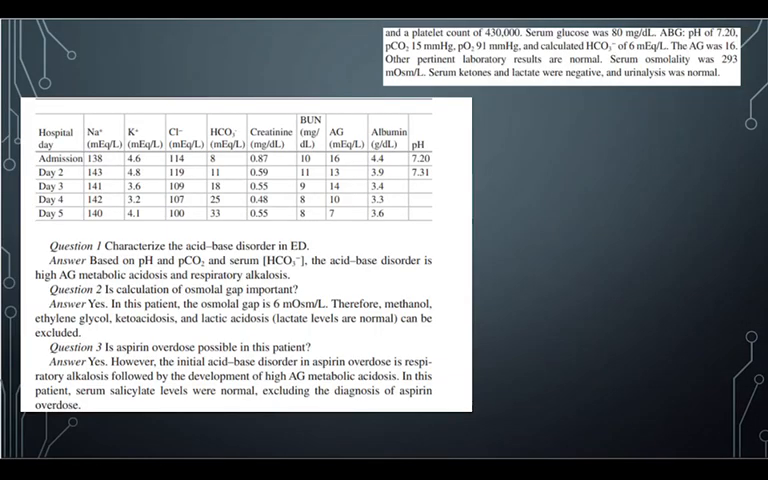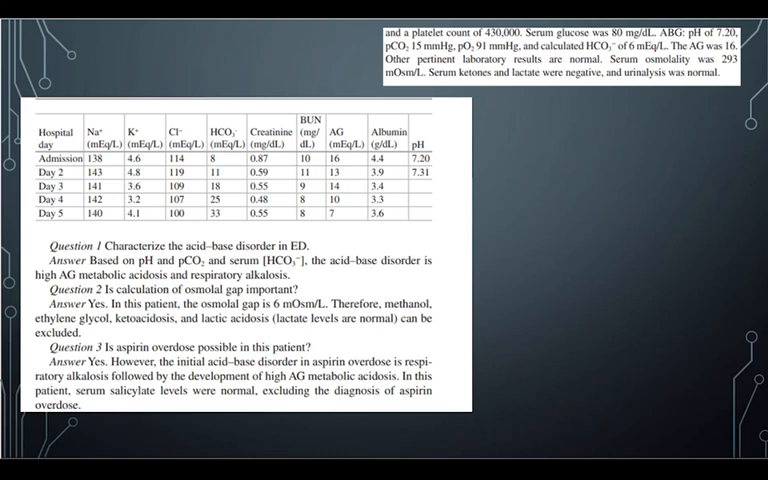So this is an acid-base problem. I'm not reading it aloud, so you have to know that the pH is 7.2, the bicarbonate is 8, and the anion gap is found to be 16. So this is a high anion gap metabolic acidosis. The creatinine initially is 0.8.